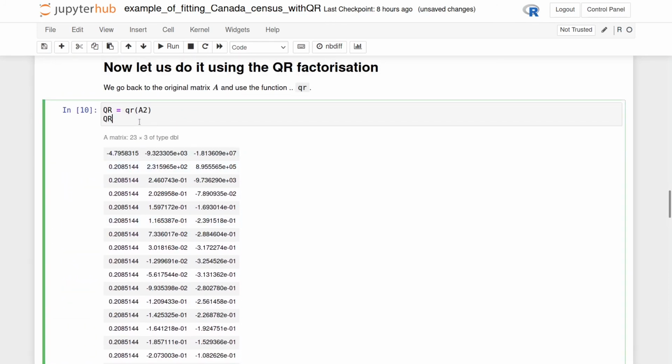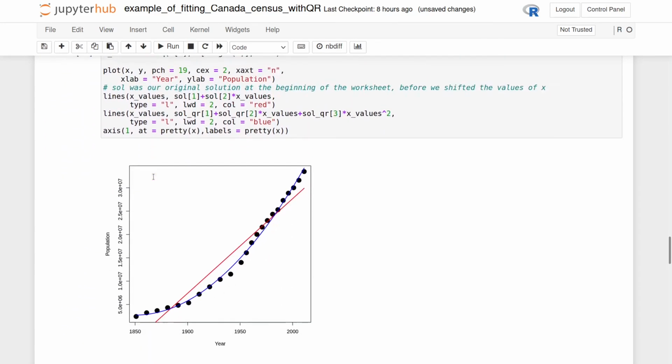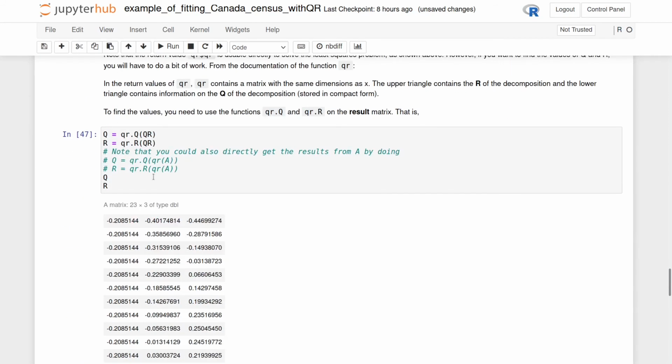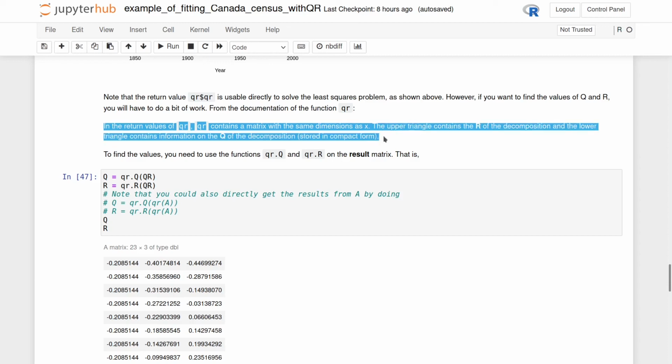But when you look at the help, maybe I should do things in the other way. I'll switch the order when I post this. That value, I can use it directly to find the solution to the least squares problem. But if my first interest is to find the matrix Q and the matrix R in the decomposition, I don't get it right away. So here, what I've done is I've looked for the help of the function QR.